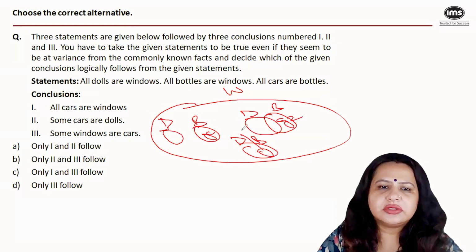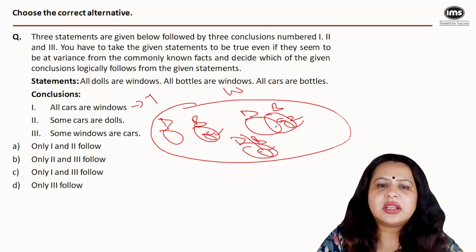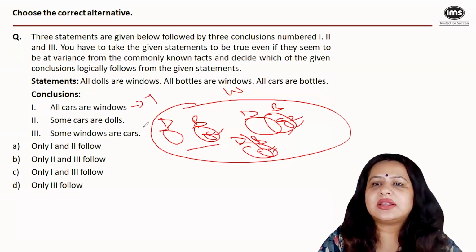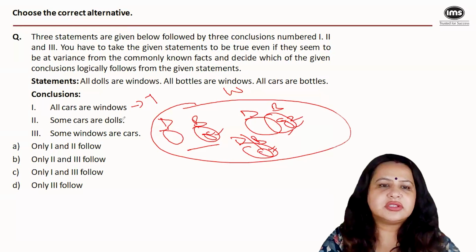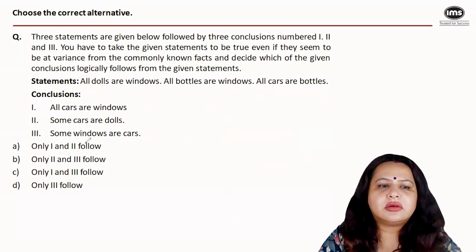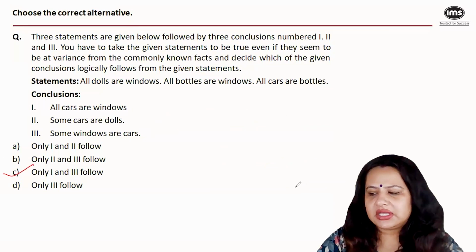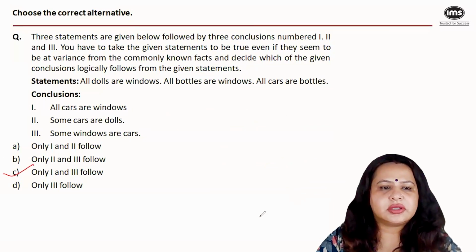So all cars are windows. Now, all cars are windows is true in all the three possibilities. So yes, this part is true. Some cars are dolls. Now, some cars are dolls is true here and here, but not in this situation. So unless it is true in all the possibilities, it becomes false. So this is false. Some windows are cars. Now, some windows are cars is true in all the situations. So some windows are cars is true. So, making the first and third conclusions true, which makes option C the right answer to this question.